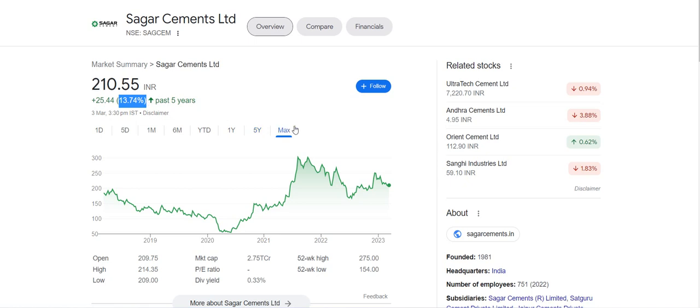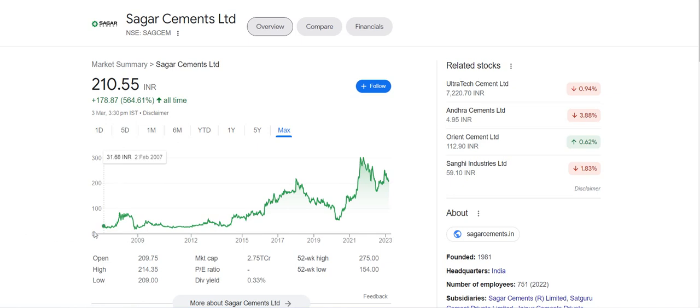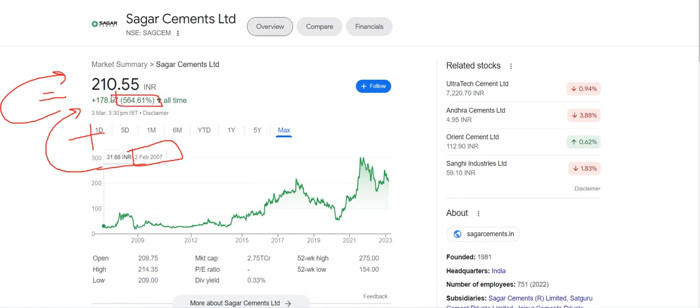If you take the maximum figure, this company was listed on 2nd of February 2007 at a price of rupees 31.68. From there it added 178.87 rupees and finally it became 210.55 rupees, a growth of 564.61 percent.